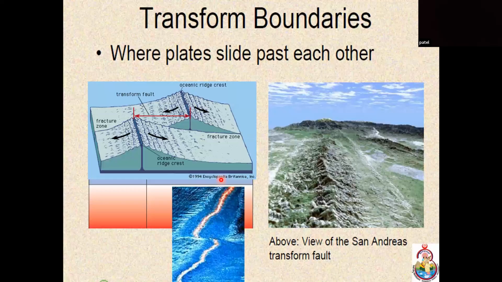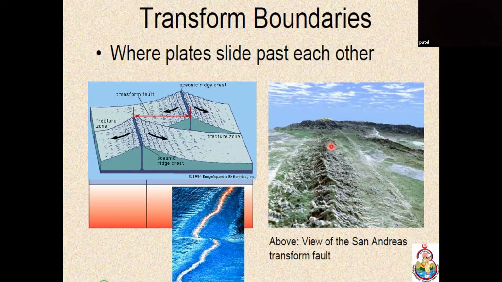Then the third type of boundary is called a transform boundary. Here you can see the transform boundary. It cuts across the other type of boundary, the mid-oceanic ridge. This is a mid-oceanic ridge, and it is separated here, and this separation is due to movement along this fracture. So this is called a transform fault. Along this fault, you can see there is no destruction and no construction going on. So this type of margin is called a transform margin.